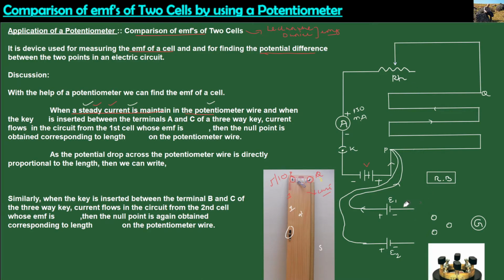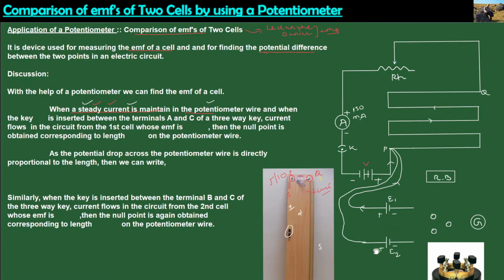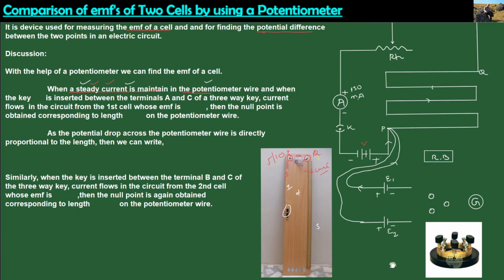Now across the cell we will use this three-way key, but in this case this figure is a four-way key. That means by connecting from these terminals or points we can find the EMF. So over here this is nothing but a commutator. We call this a commutator, or a four-way key.